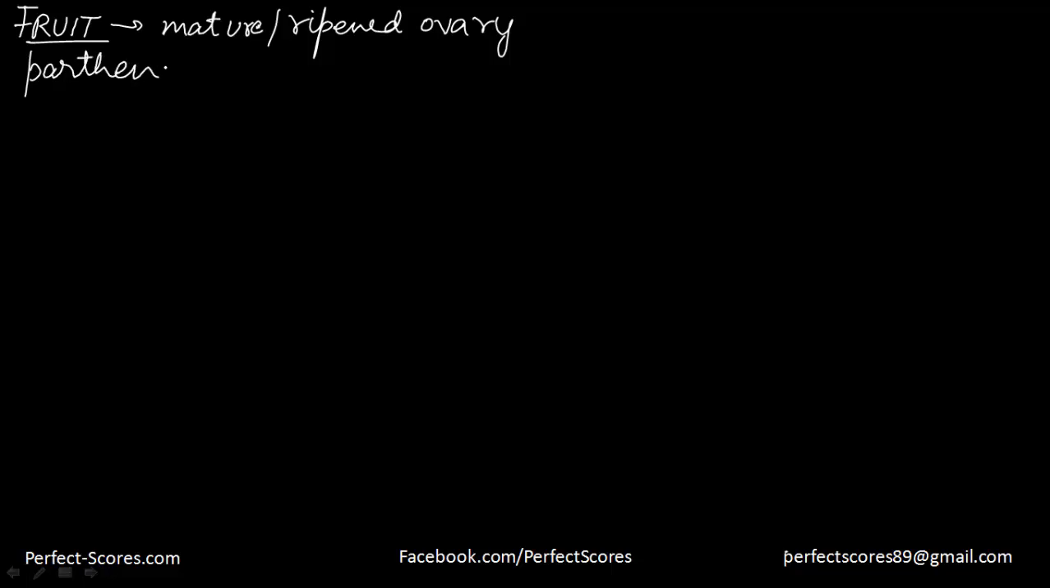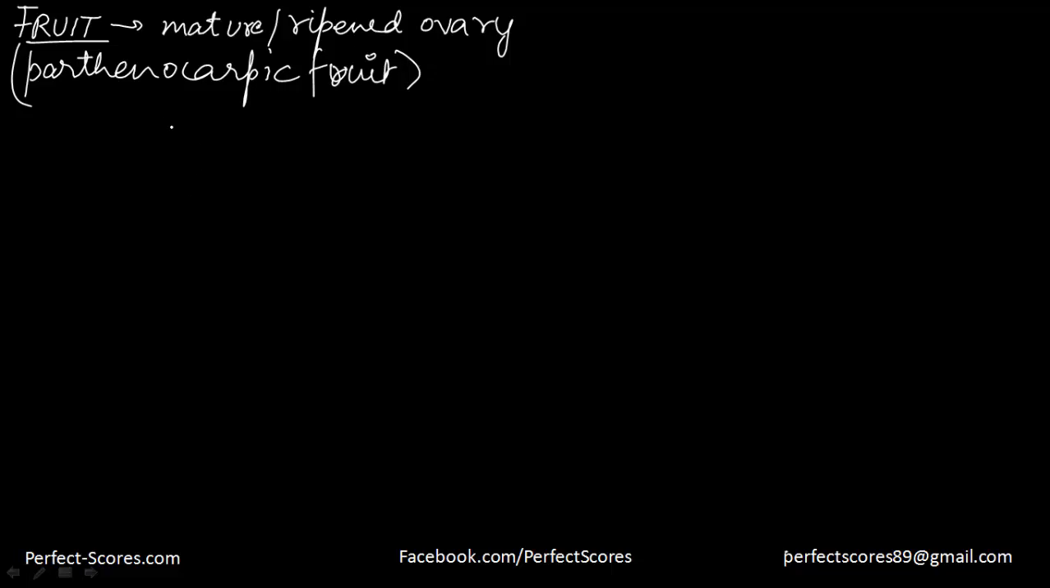So fruit is nothing but the mature or ripened ovary. In a simple layman's definition, that's a mature or a ripened ovary. And you might be knowing from the previous video that the ovary is part of the female reproductive organ of a plant and it's located in the flower. Now sometimes the fruit is also formed without the fertilization of the ovary. In that case it's called a parthenocarpic fruit, in which case there is no fertilization and the fruit is made just like that.